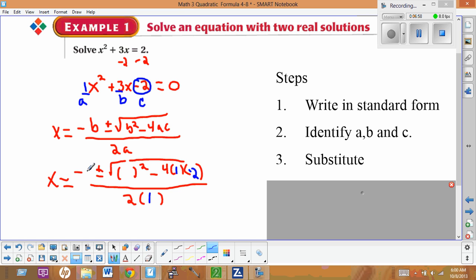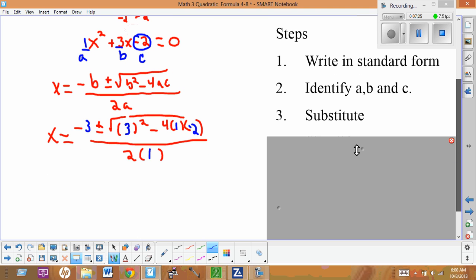B is 3, so we want the opposite of 3 plus or minus the square root of b squared. Again, that's 3, minus 4 times a. A is 1, and c is negative 2, all divided by 2a. That looks better. Again, I apologize. Hopefully that didn't mess your notes up too bad.